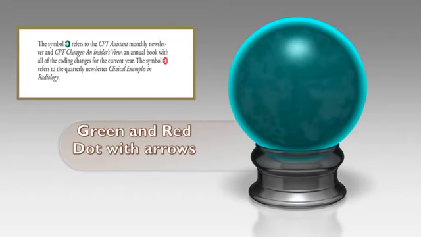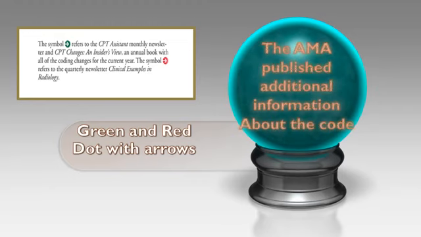Okay, last but not least, the green and the red dot with white arrows. These are just CPT publications, and if you need more information about the code, you can reference these publications. So you've got the CPT Assistant and an Insider's View, which is an annual book of all the coding changes for the current year, and that is symbolized by the green dot. And the red dot refers to the quarterly newsletter, and you'll find clinical examples in radiology there. And when you see those dots, the AMA published additional information about the code.